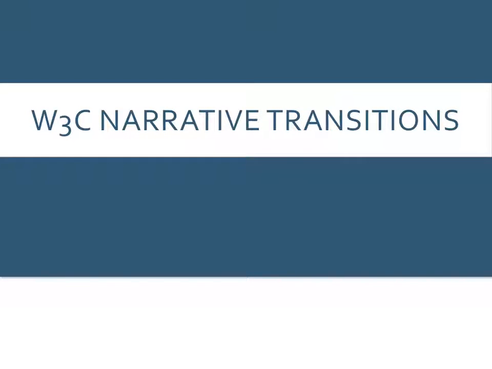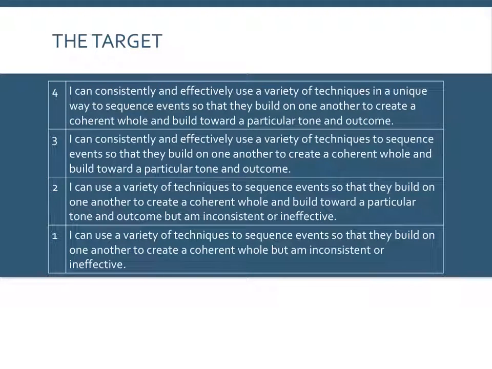W3C Narrative Transitions is meant to help us deal with gaps of time in the narratives that we work with, in a sense of helping us better build the story rather than simply leaping ahead or leaping backward. So the 3 level of this particular target asks that we can consistently and effectively use a variety of techniques to sequence events, or arrange events, so that they build on one another to create a coherent whole and build toward a particular tone and outcome.